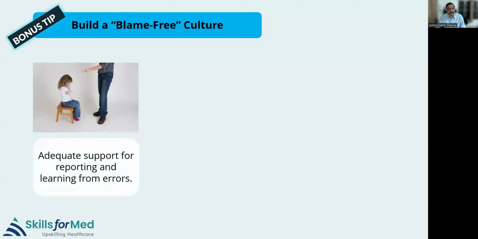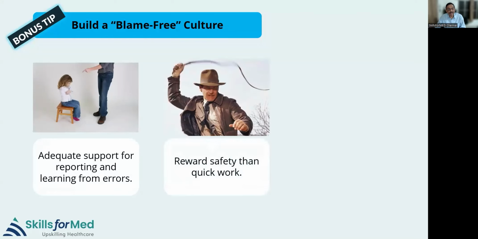So instead of blaming, you give adequate support for reporting and learning from errors, and reward safety rather than quick work. Don't whip them to be quick. "Why are you so late? Why are you taking so much delay?" Instead of saying that, encourage them to be safe. Of course, they can't be very slow, and they also need to be efficient. But the focus should be on safety rather than quick work.